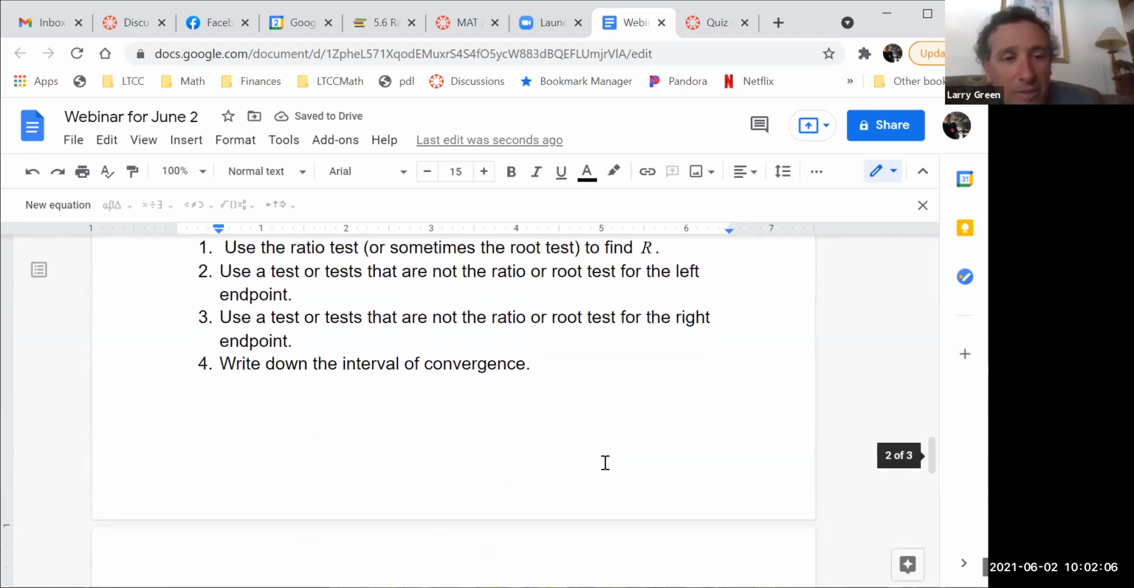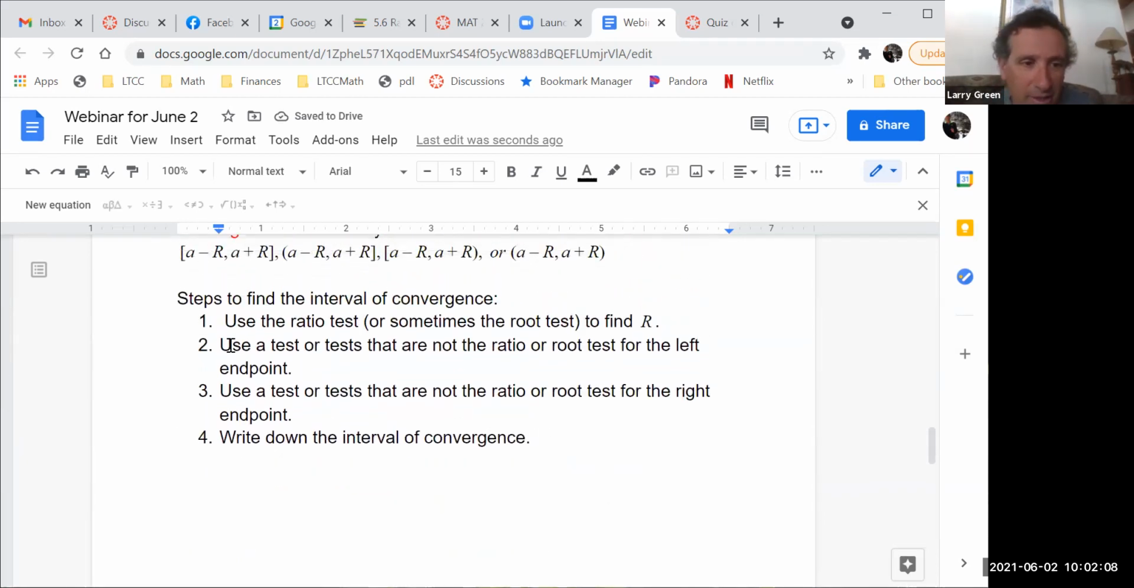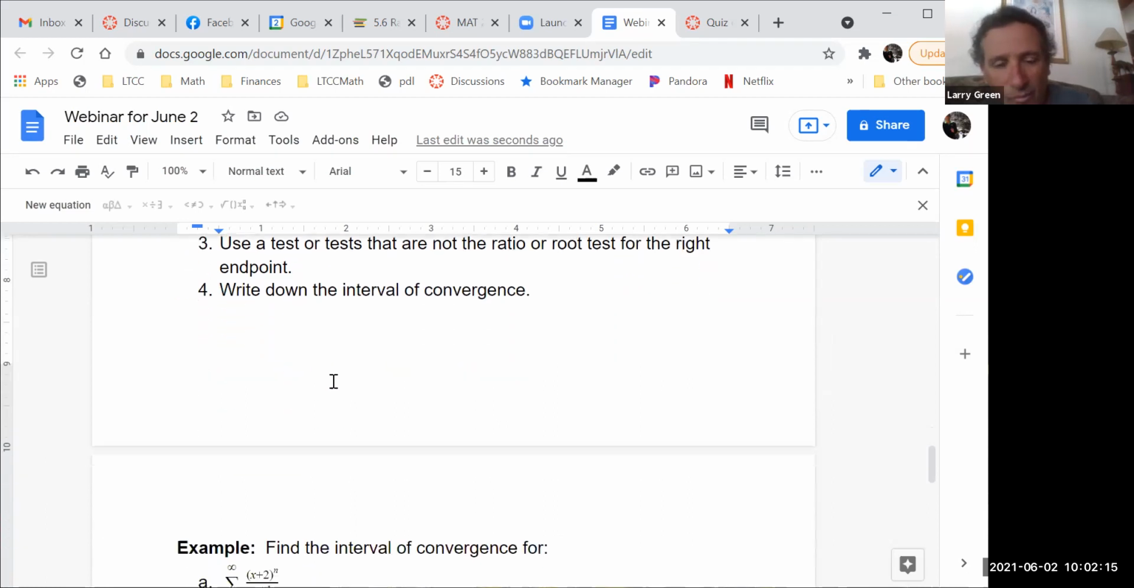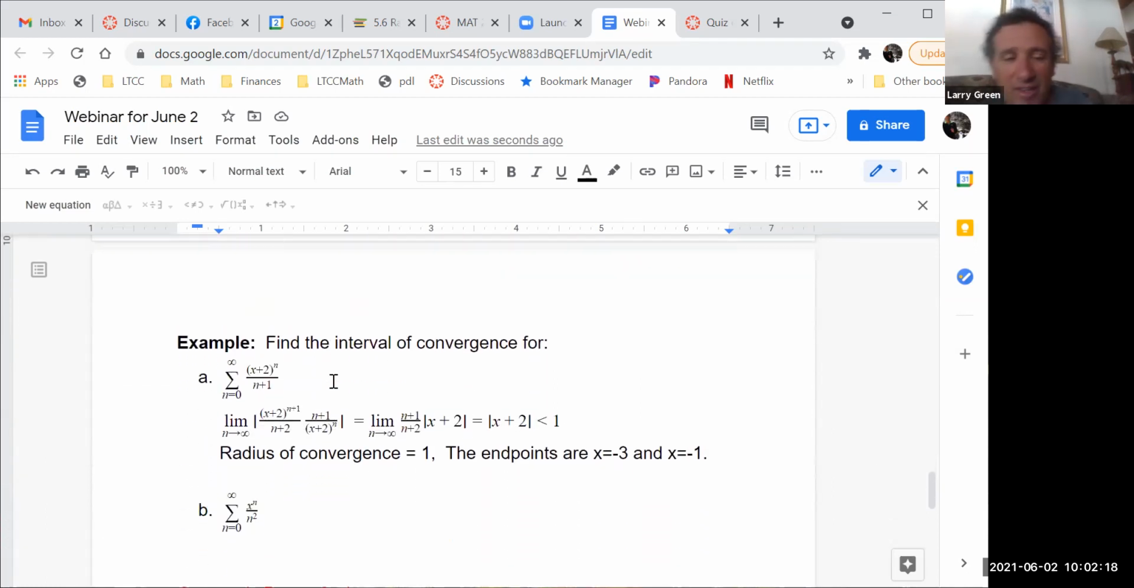So now let's read. We're on step two now. Use a test or tests that are not the ratio and root test for the left endpoint. So in this case, our left endpoint is negative three. By the way, how do I know the ratio test will fail? How do I know for sure that that would be a complete waste of time? Yeah, because that was the whole point. The ratio test fails when the limit equals one. So don't even think about using the ratio test.